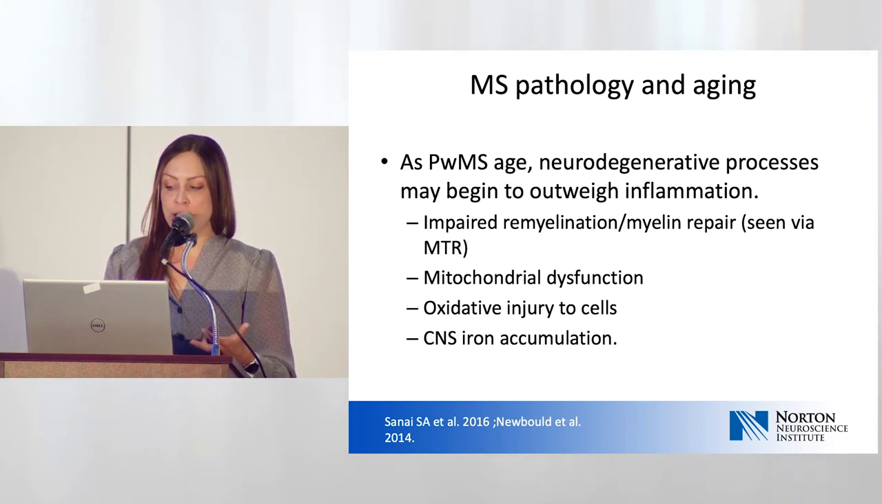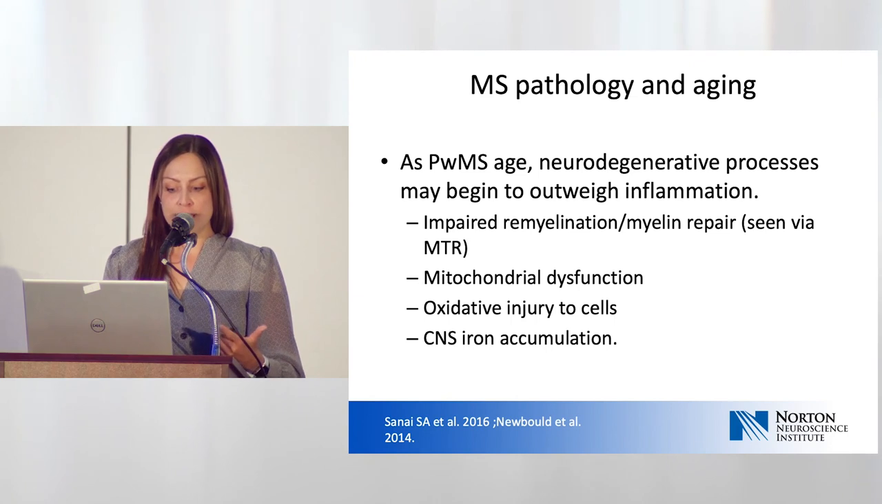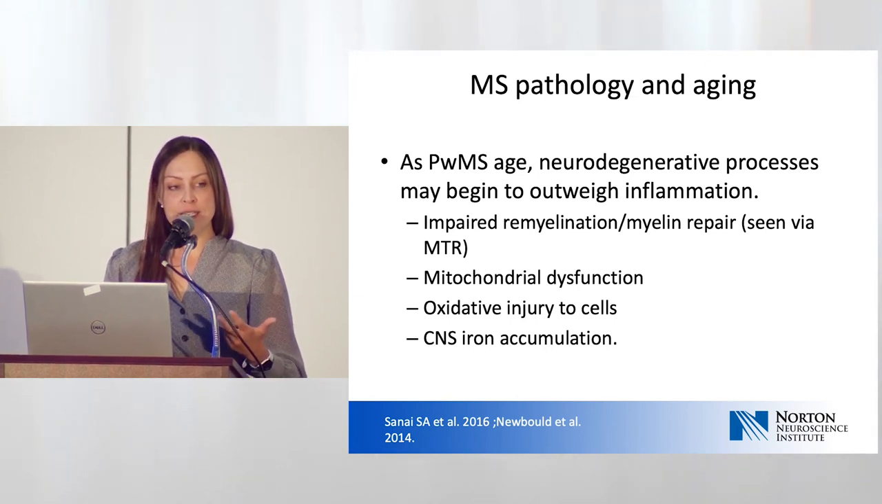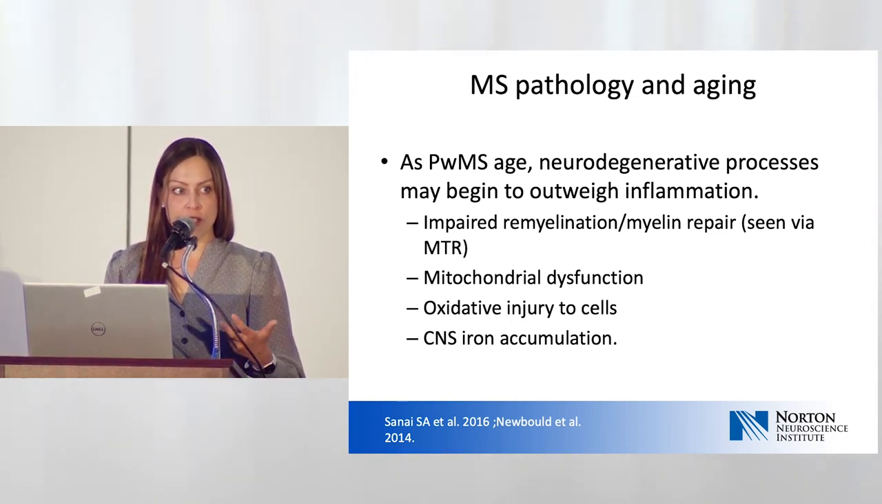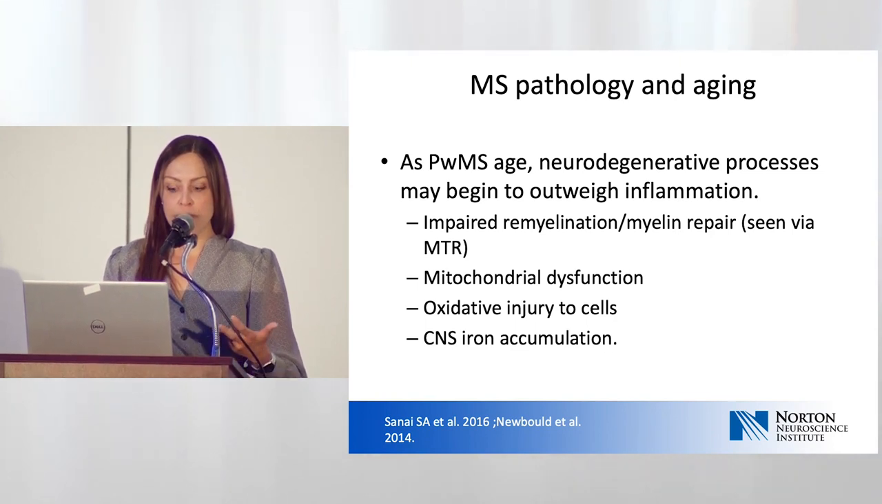There's actually a special imaging modality on MRI called magnetization transfer ratio, or MTR, that can show us what's happening. In people who are older with MS, there is a decreased MTR inside of their lesions on MRI compared to younger people. There's also mitochondrial dysfunction, oxidative injury to cells, and then CNS iron accumulation, so iron accumulation in the brain and in the spinal cord.